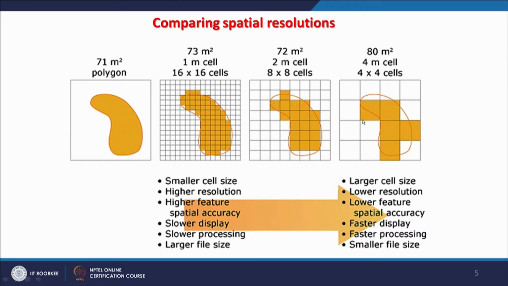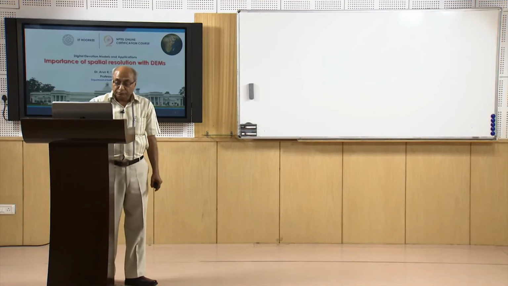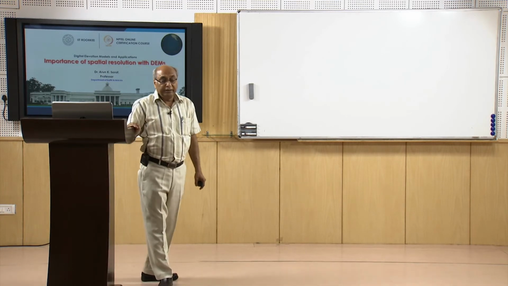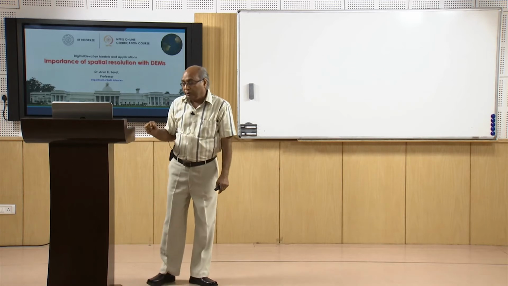If it is a coarser resolution, it will bring faster display, slower processing in case of high resolution. In case of lower resolution, coarse resolution, it would be faster processing, and larger file size because of high spatial resolution. In case of coarser spatial resolution, you would have a smaller file size. But generally, only at the time of interpolation can we control spatial resolution.